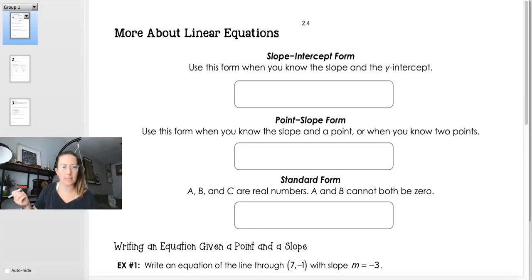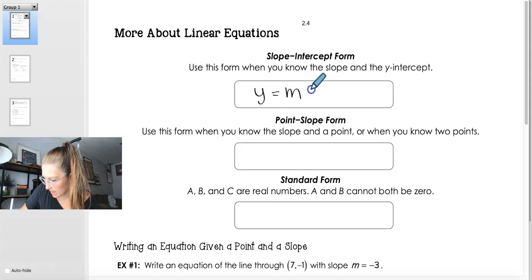All right, everybody, this is for Notes 2-4, more about linear equations. All right, let's go ahead and get started. So it says, we use this form when we know the slope and the y-intercept. So that's called slope-intercept form. So that form is y equals mx plus b. This is probably the one you guys are the most familiar with from Algebra 1.